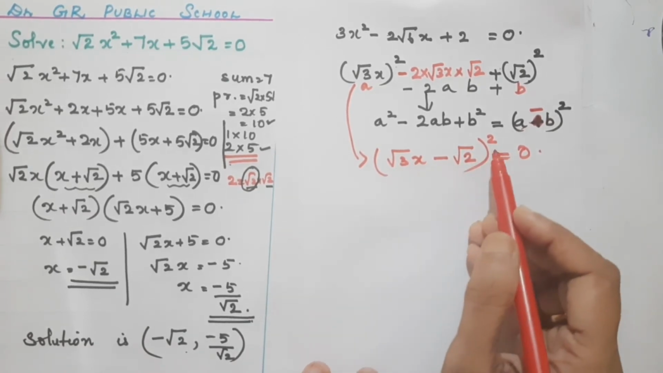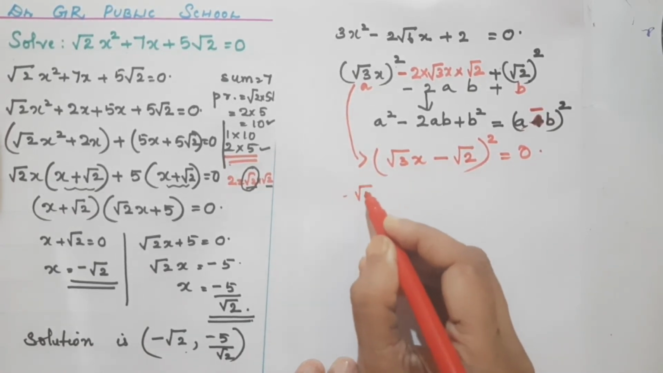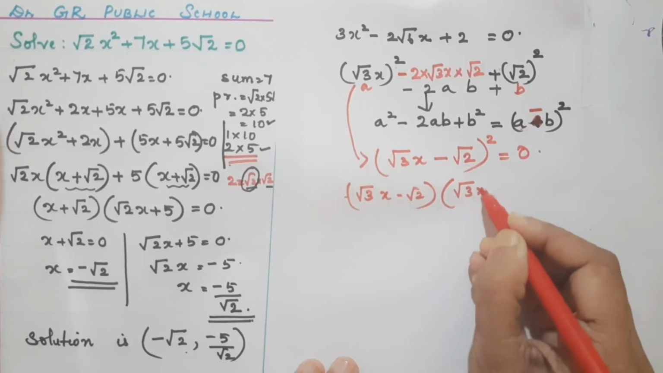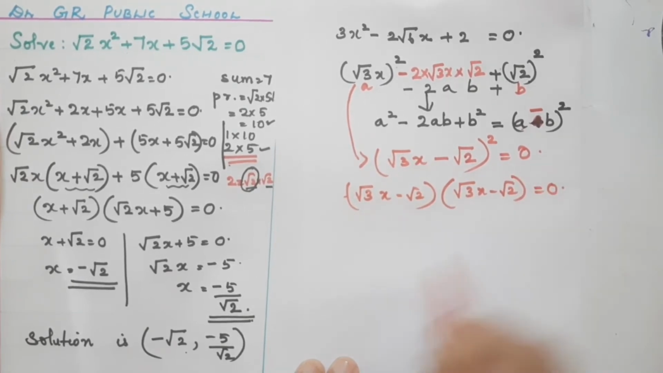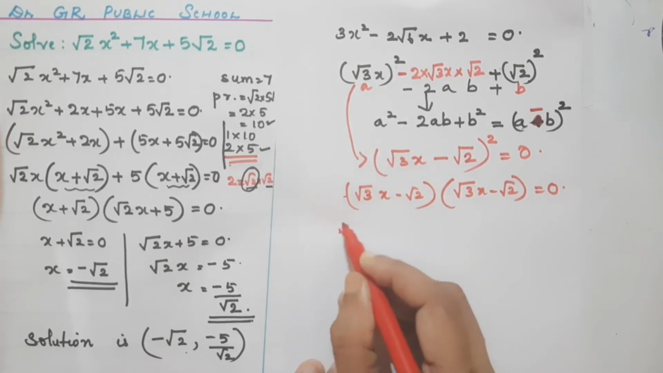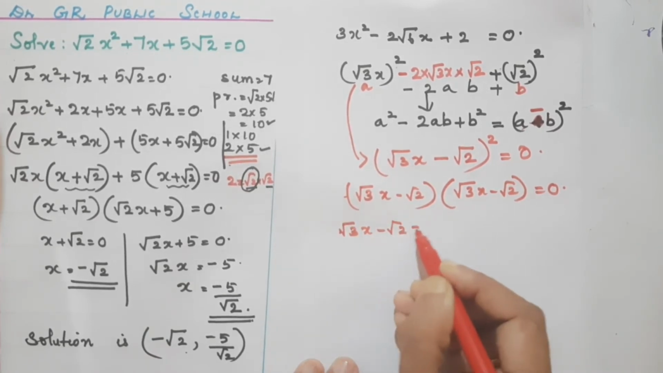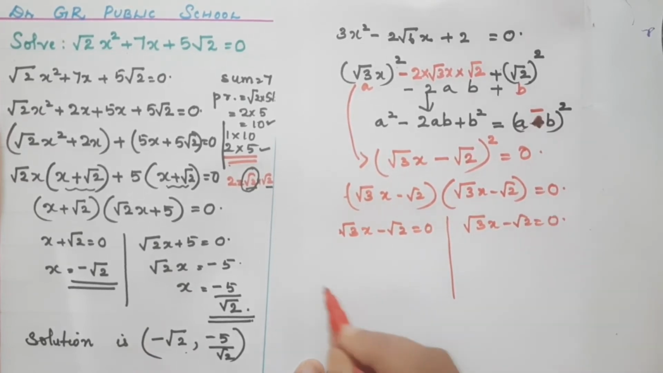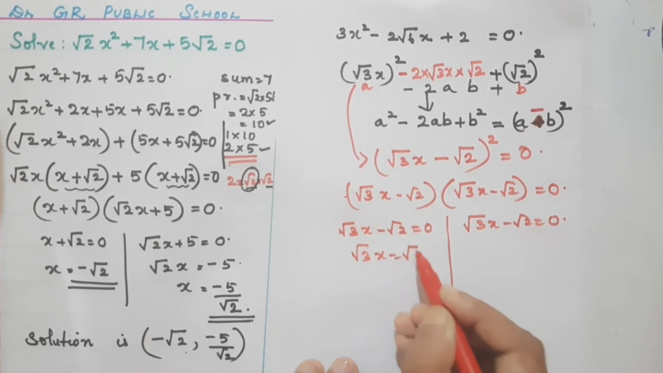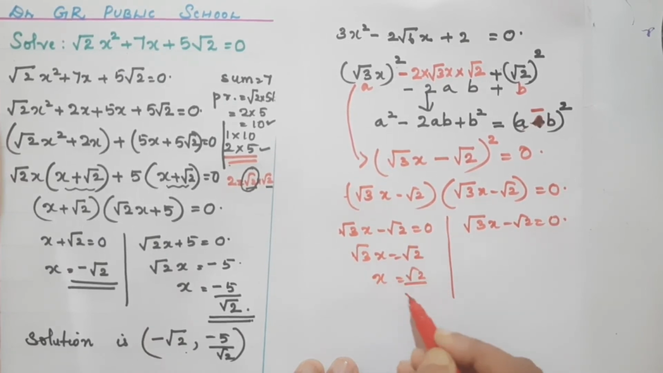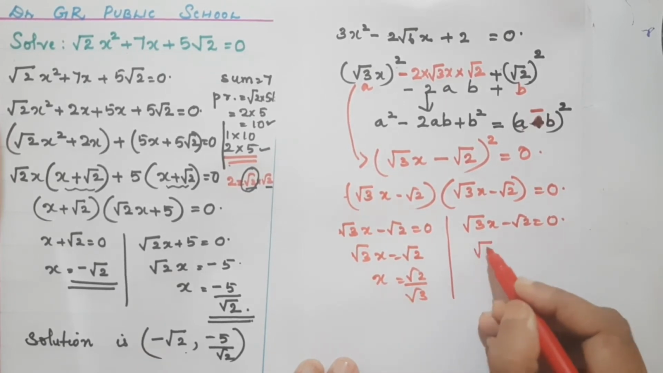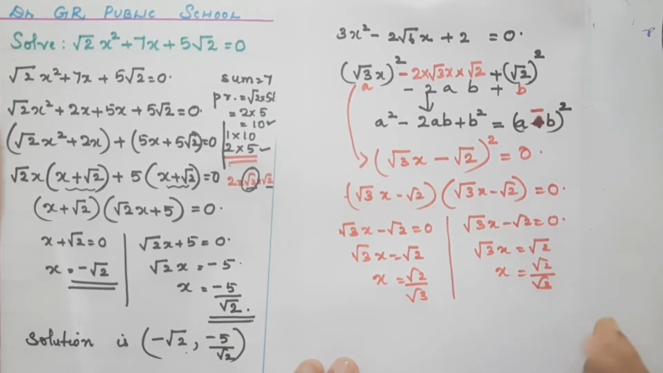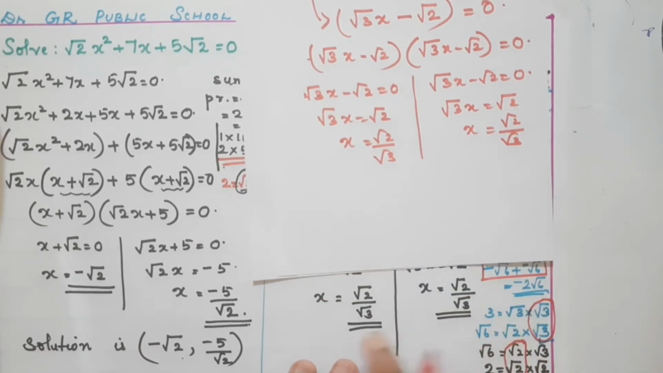So it is a minus b the whole square. Now what is a minus b the whole square? A minus b into a minus b. So root 3x minus root 2 into root 3x minus root 2 equal to 0. Now each one we can equate. Root 3x minus root 2 equal to 0. So root 3x equal to root 2. X equal to root 2 by root 3. See, we got the same answer here also.